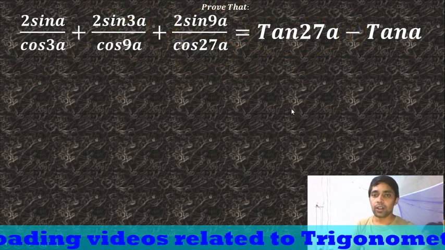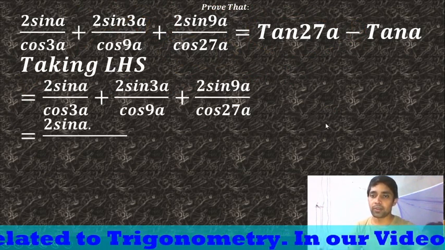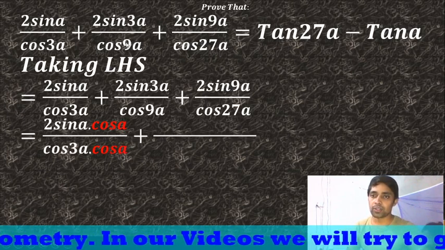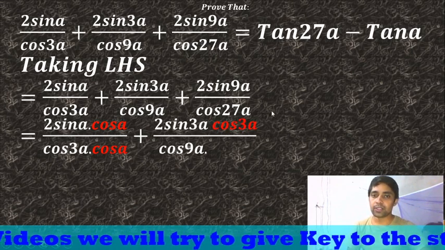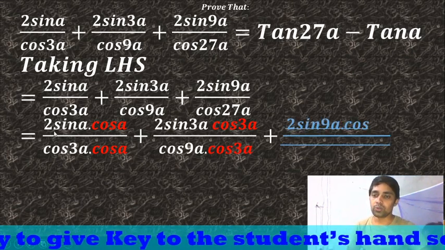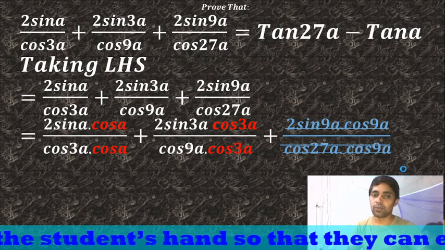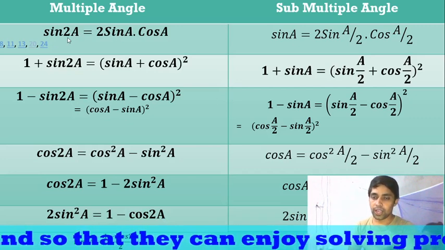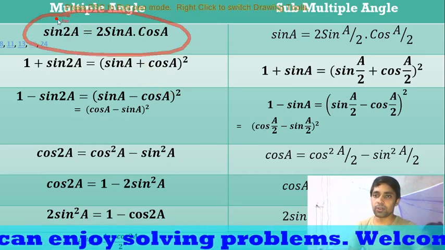So now we'll take the LHS, and we'll convert this numerator into sine 2 theta format by multiplying by cos. Here first we have sine a, so we'll multiply by cos a. Here we have sine 3a, so multiply by cos 3a. Here we have sine 9a, so multiplying by cos 9a upon cos 9a. And this numerator will come in formula format, that is 2 sine a dot cos a. We have the formula of sine 2a as 2 sine a dot cos a. This formula we are going to use here.